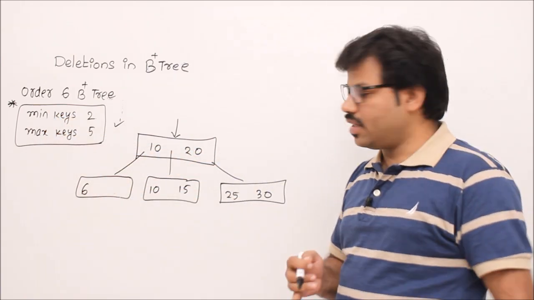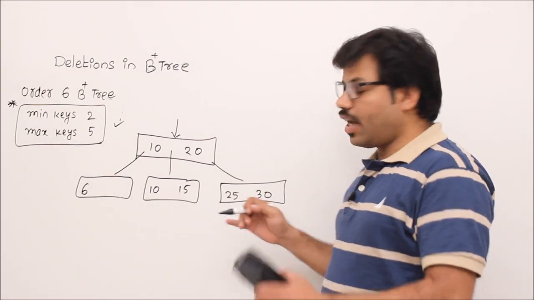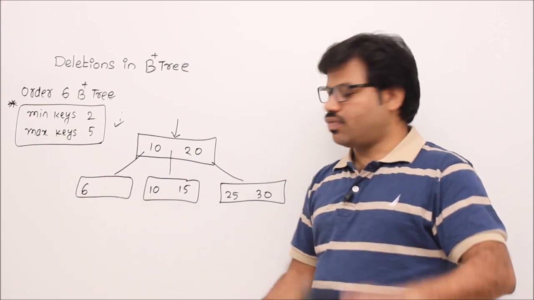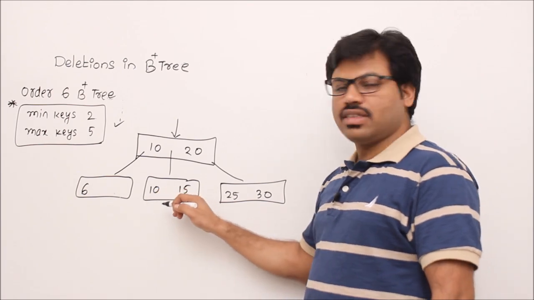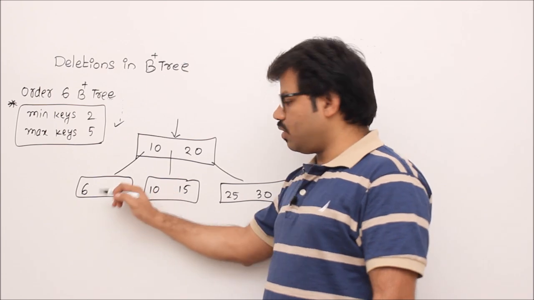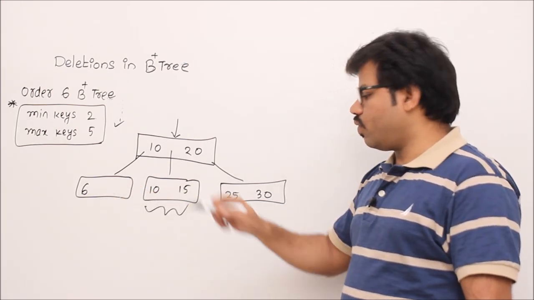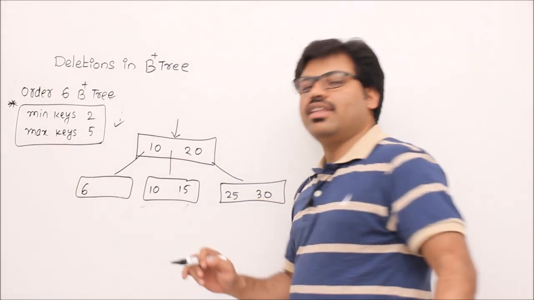How to tackle it? Whenever the minimum condition is violated, we try to take keys, like a redistribution. We try to take some of the keys from our siblings. Since this sibling has 2 keys, we can't ask, because if this sibling gives 1 key to you, then he will get underflow, right? So that's a problem. Now what to do in this situation?